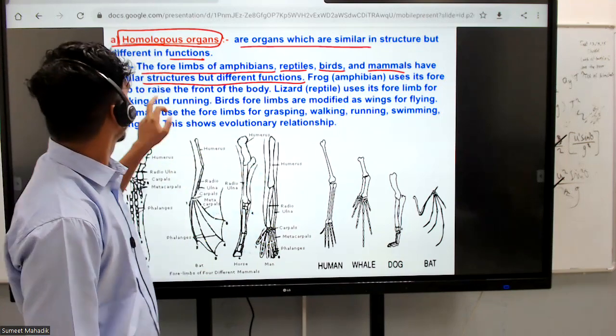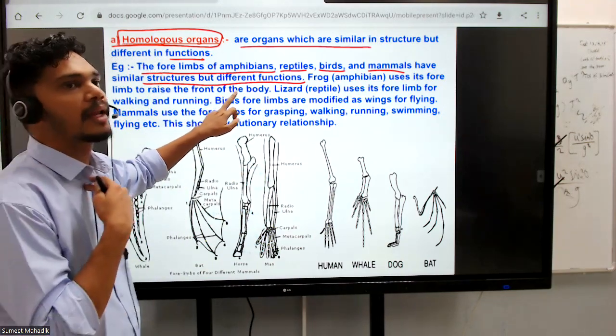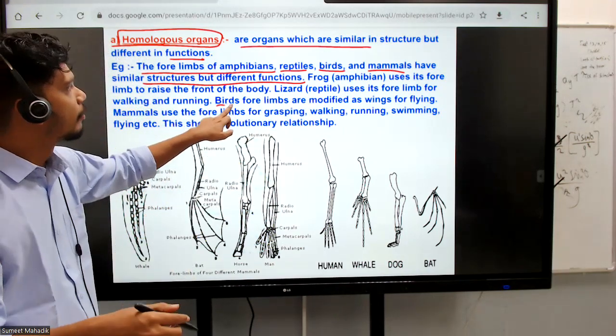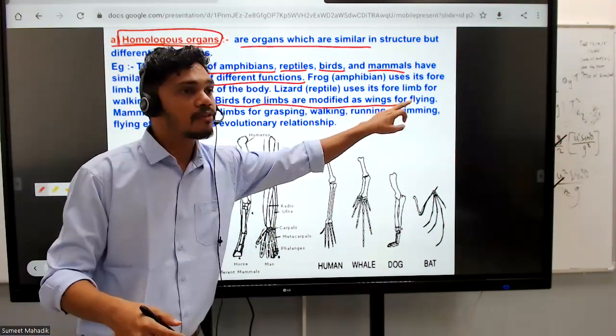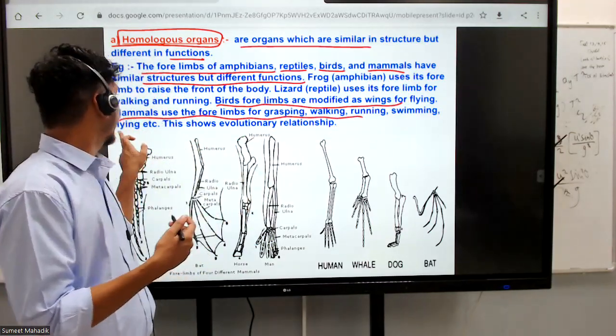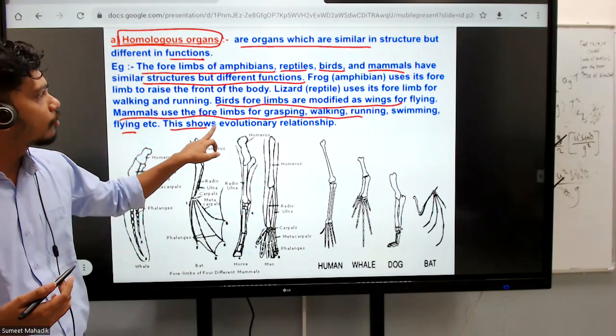the frog, an amphibian, uses its forelimb to raise the front of the body, like from the water. A lizard, a reptile, uses the forelimb for walking and running. Birds use the forelimb modified as a wing for flying. Mammals use the forelimb for grasping, walking, running, swimming, and flying. Okay, this shows an evolutionary relationship.